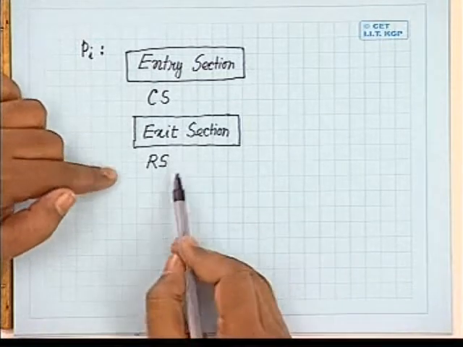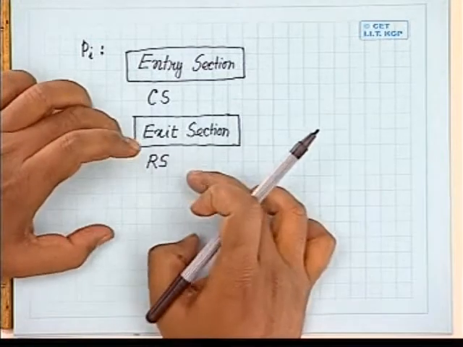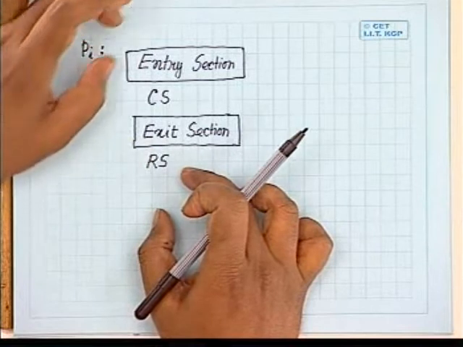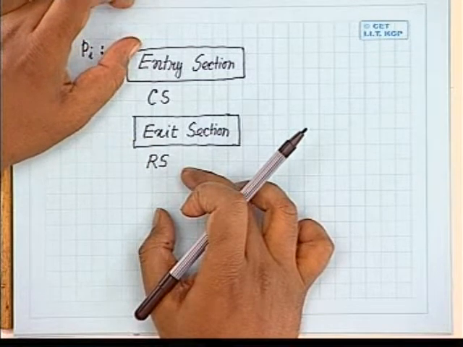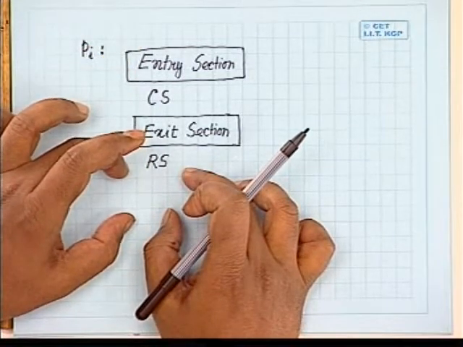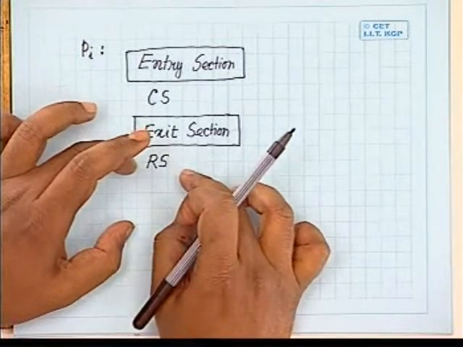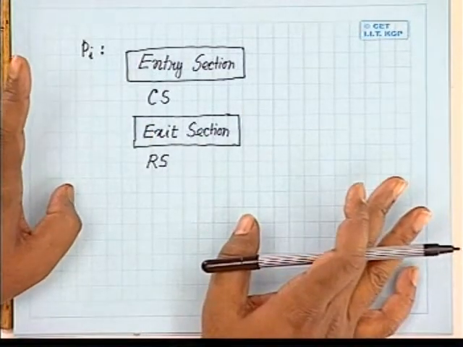Of course, it is not necessary that the remainder section has to be only on this side. I can have part of the remainder section before this and part of it after this. It is the part of the code not involving any critical section. That is what is called a remainder section.